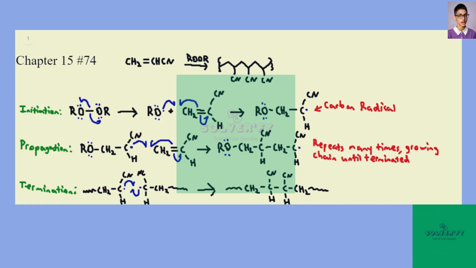termination step. And so there are other ways that this could go. This is just one possibility. Really, the key feature is that we have 2 radicals coming together, as I said, and after this reaction with 2 radicals, there are no more radicals to continue the reaction.